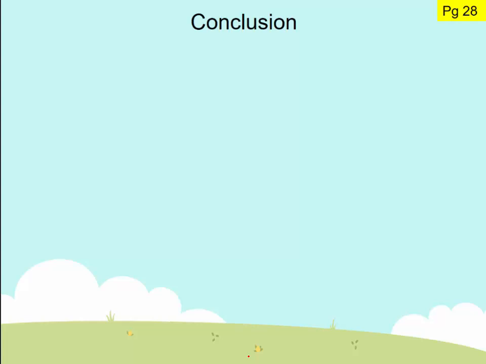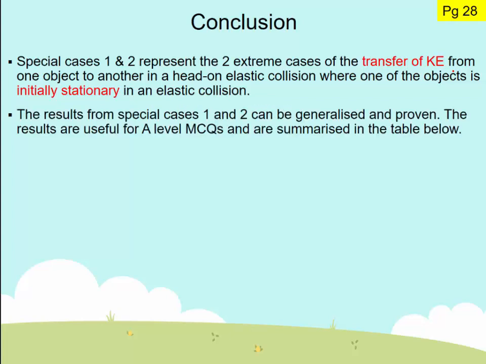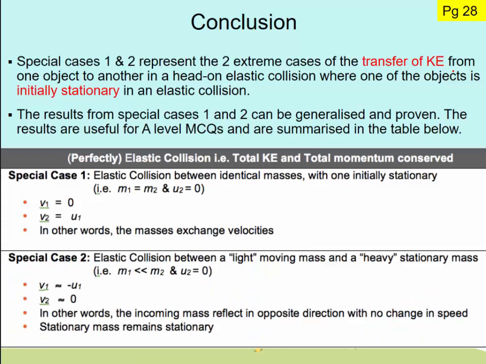In conclusion, these two cases represent the extreme cases of transfer of KE in a head-on collision, where one of the objects is initially at rest. The result can be generalized as follows, and it is very useful to solve A-level MCQ with this.